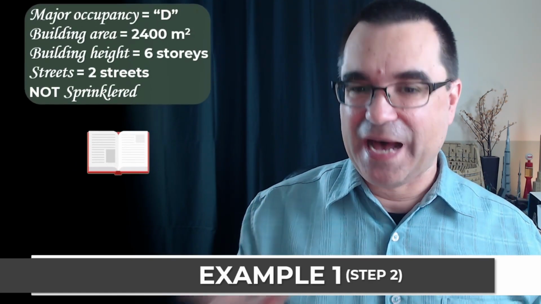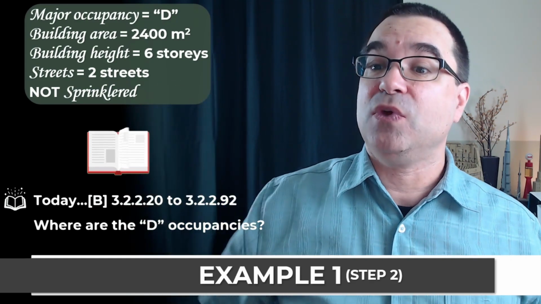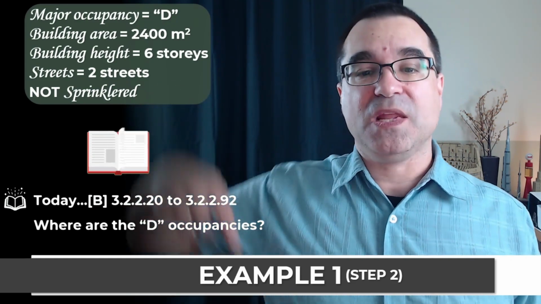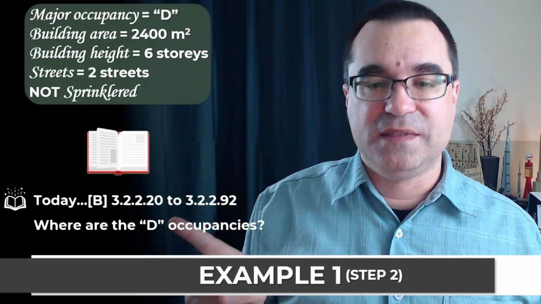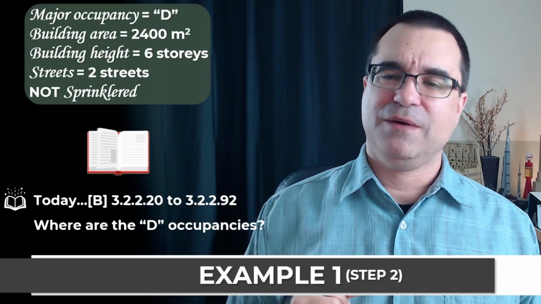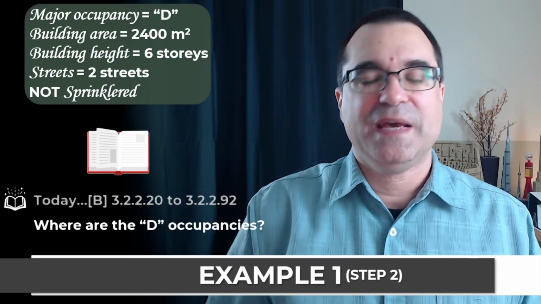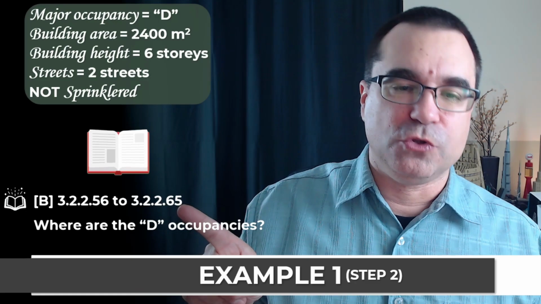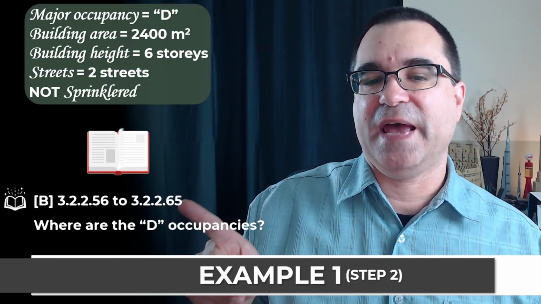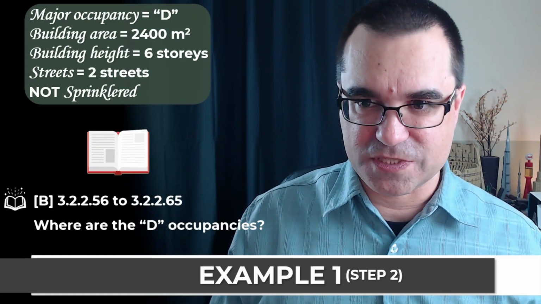How about we now go and find the proper article out of the 73 related to this topic? Where in these 73 articles do we find the D major occupancies? Well, that's easy, right? You just go look for it. So we just step through it and we go look for it. They start at article 3.2.256 and they end including 3.2.265.